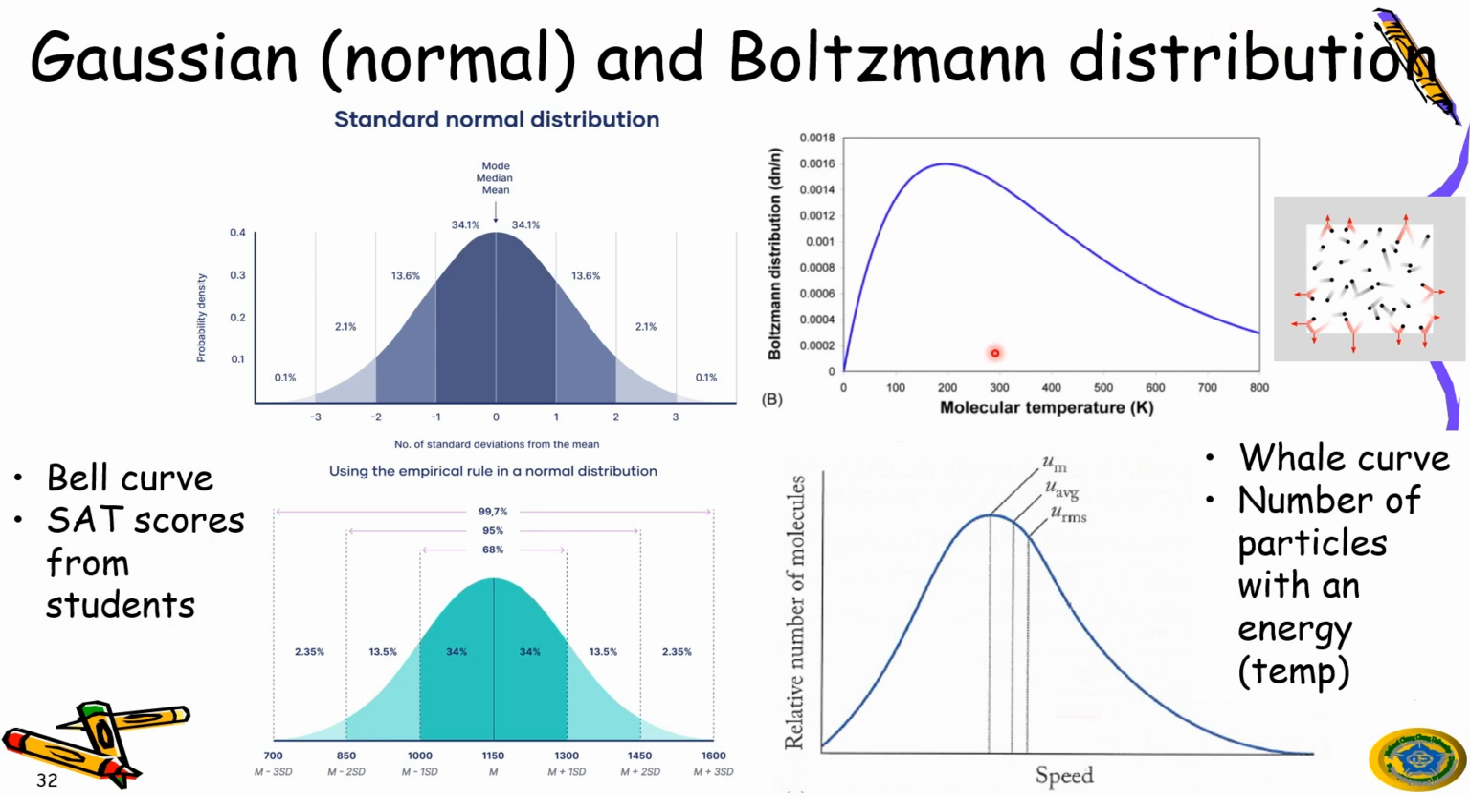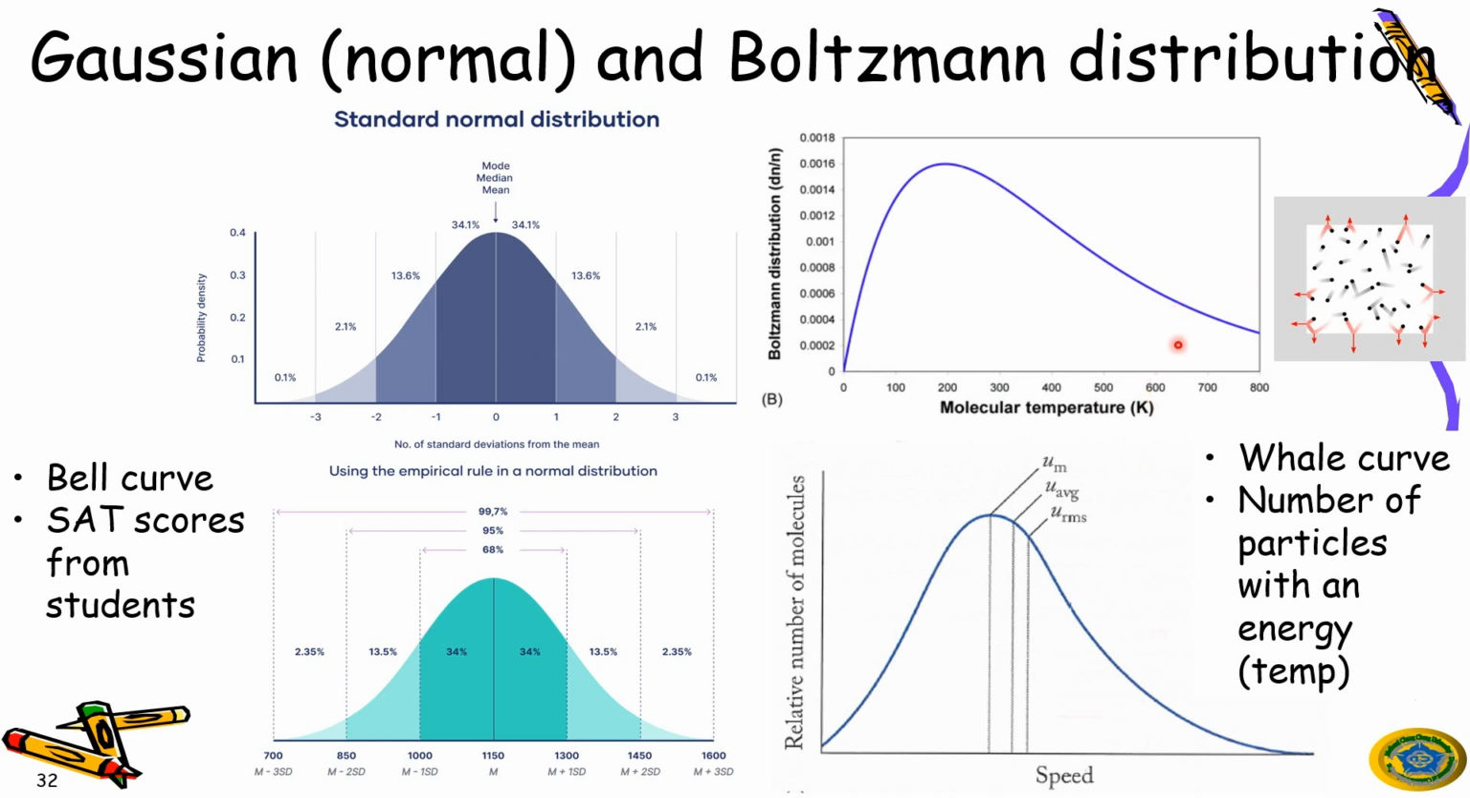However, in this room, all the molecules behave differently from the Gaussian distribution. They behave like the Boltzmann distribution. So the Boltzmann distribution is like this. This axis is molecular temperature, or you can regard this as speed or kinetic energy, and this is the distribution, right? Okay, so it's not like the normal distribution.